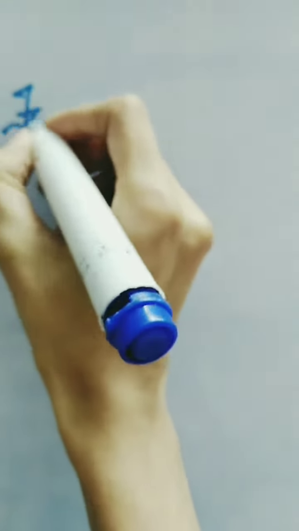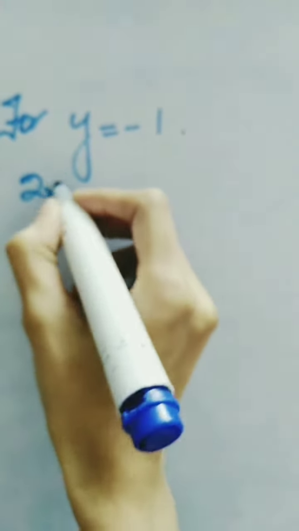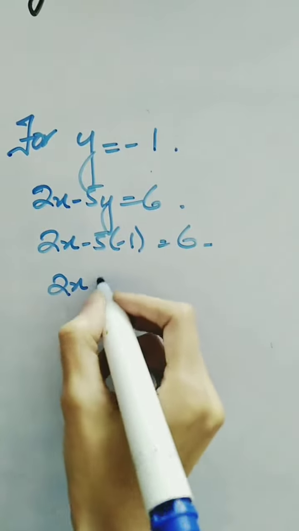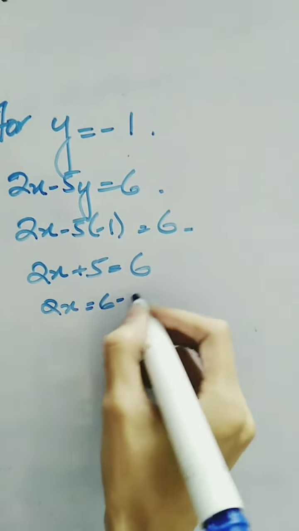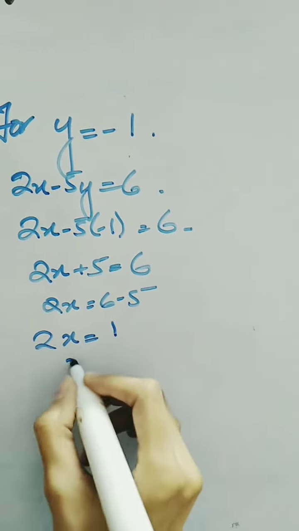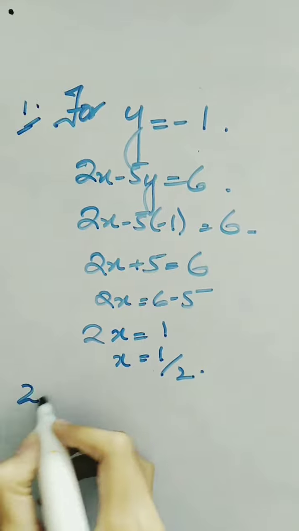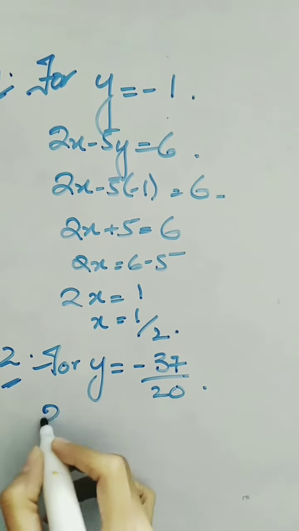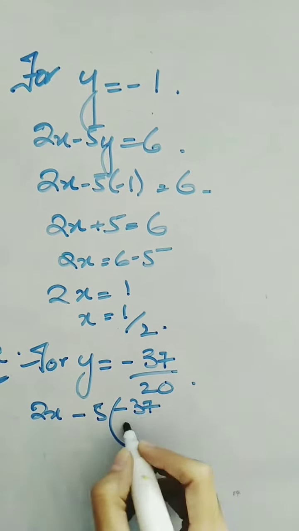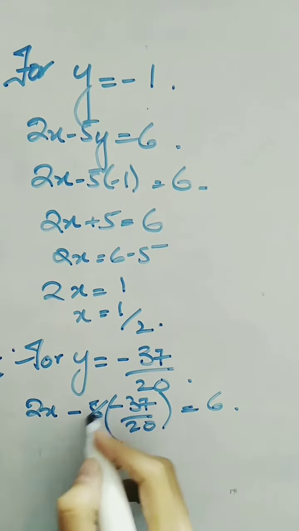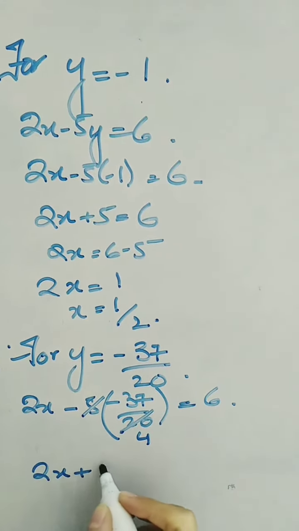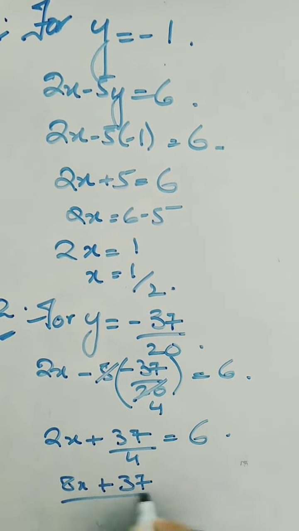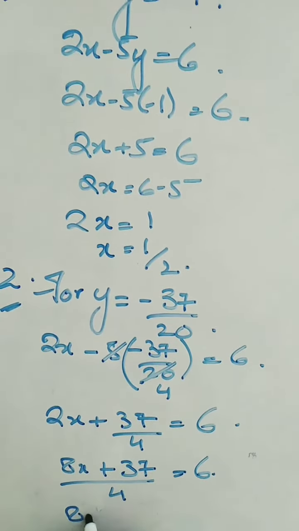Now we will find out the value of x with these values of y. For y is equals to minus 1, we will have x is equals to 1 over 2, and for y is equals to minus 37 over 20, we will have 8x plus 37.